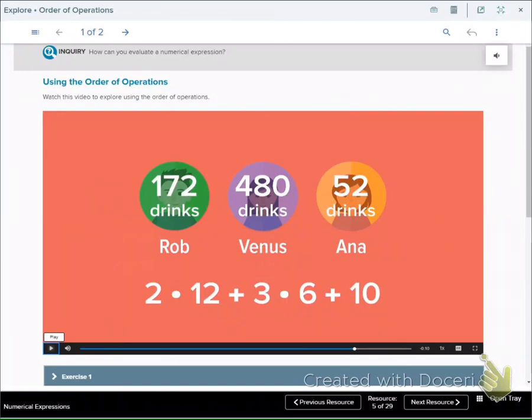If you think about that, the 2 times 12 is 24, but then he's only adding 3 drinks to that. So 24 plus 3 is 27, and then he's taken that number and multiplying it by 6. Well, she didn't have 26 groups of 27 drinks. She had 3 groups of 6 drinks. So that's why we have to multiply first.